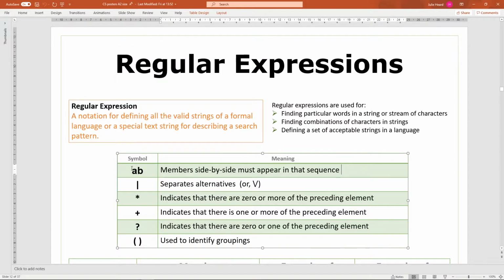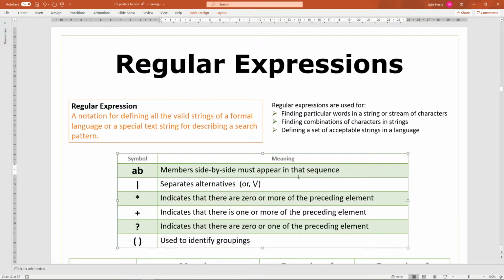If we've got something that's side by side, we say that it needs to appear in that sequence. So if I gave you as my input a B and an A, that is not valid at this stage, because it is not matching the sequence over here. If I gave you an A and a C, not valid, because it doesn't match the sequence over here. So that is not a valid input.